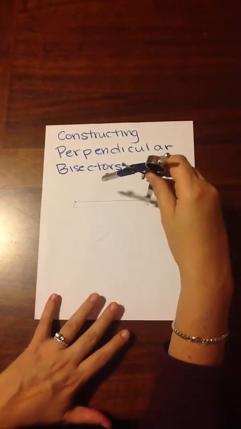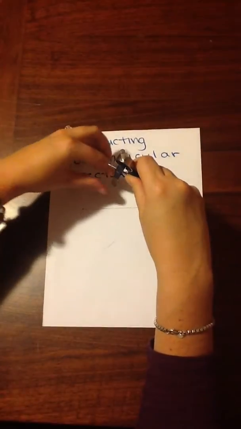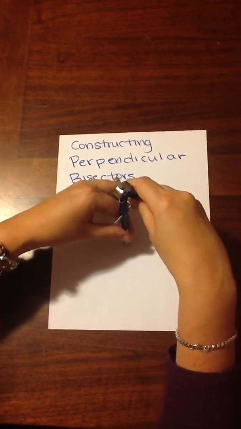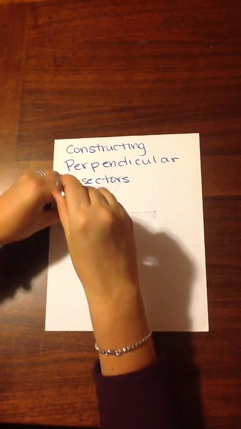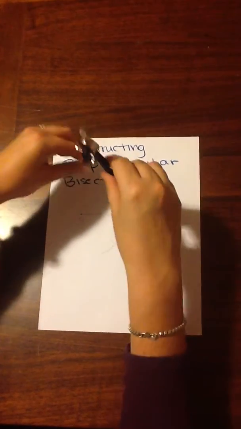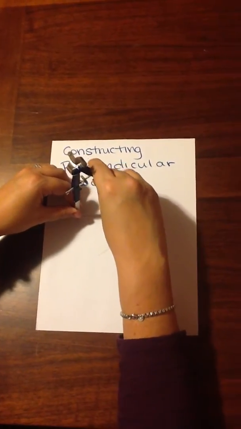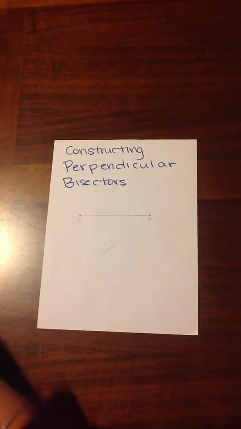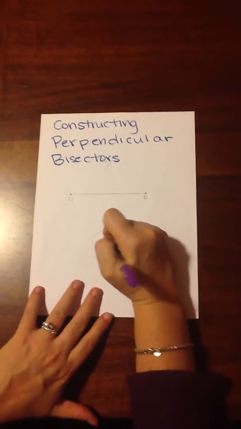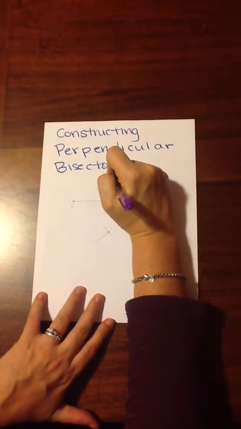I'm going to bring my point over to D, and then I'm going to do the same thing. Now in this situation, less was not more. So I'm just going to make these guys a little bit bigger so that they actually intersect. Where these two sweeps intersect is where I'm going to put my 2 points.